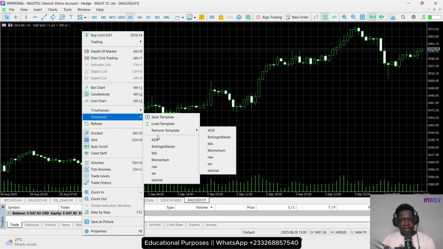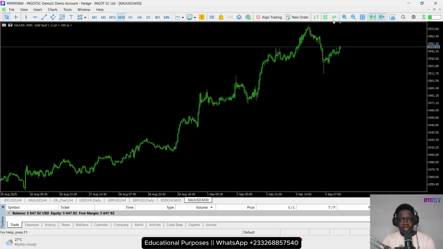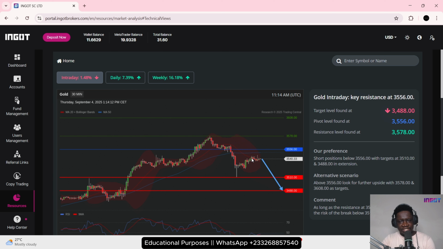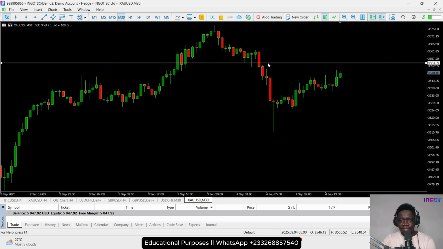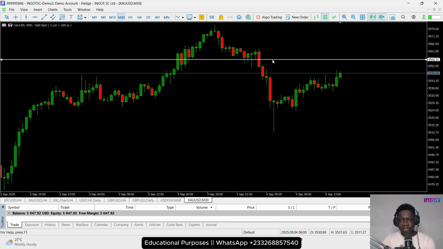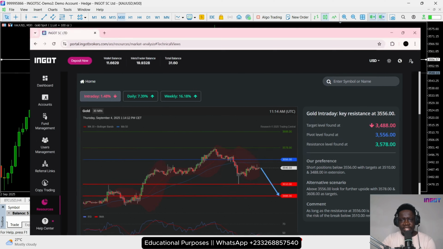Okay, so we open our 30 minutes chart for gold. First I said what you have to do is mark the pivot level and then the target level. So the pivot is here, you can see 3556.00. So let's mark it here, 3556. As you can see, 3556, that's the level. What's the target? Target is 3488.